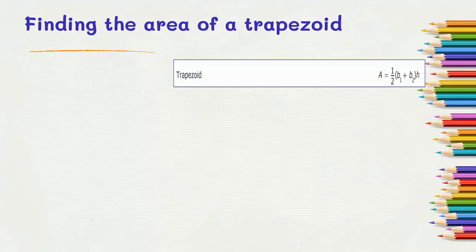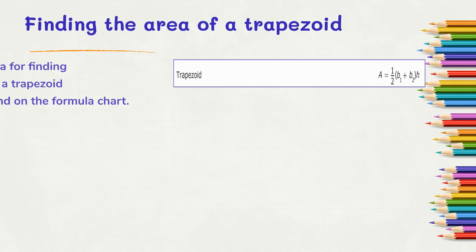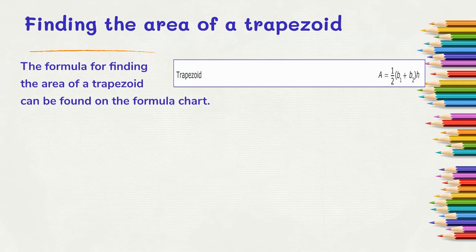So now we have finding the area of a trapezoid. And you know just from doing triangles and rectangles, parallelograms, you need to find the formula first. So with a trapezoid, this is the formula that's on your formula chart. You can find it there.